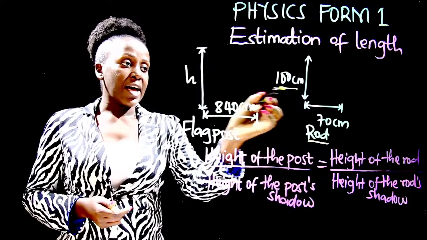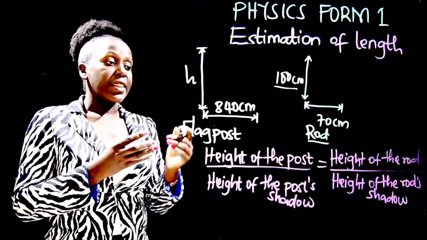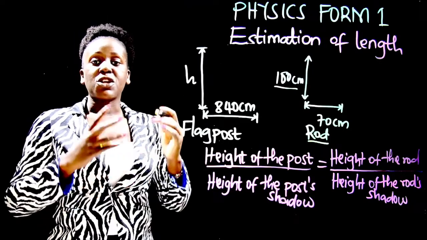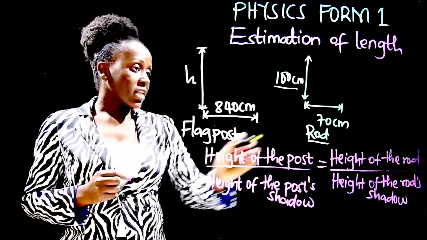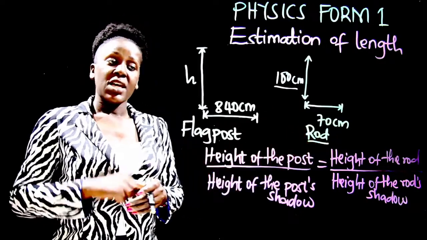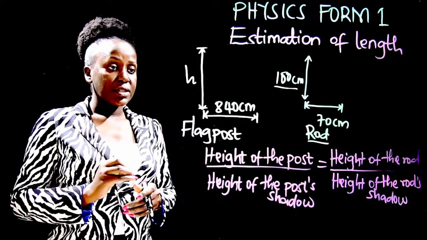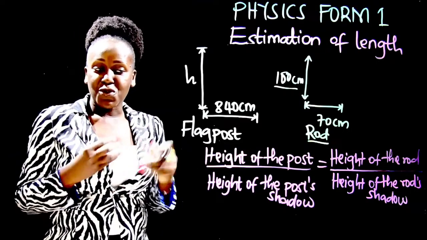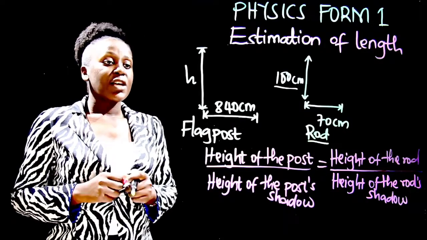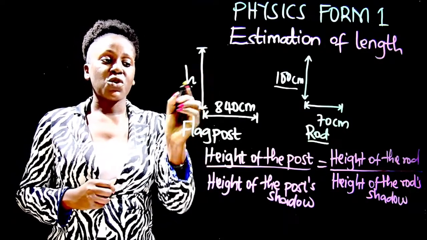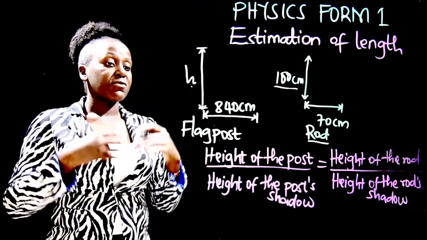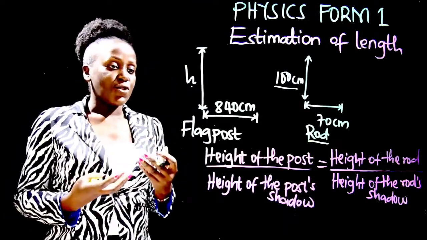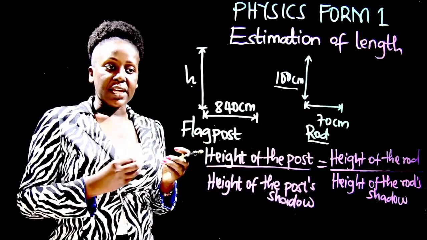Our rod has a height of 100 centimeters, and if you place it in an open space, it will make a shadow of length 70 centimeters. And then we have a flag post, like the one through which you used to raise the flag in school. We do not know its height, because to measure it you would have to climb up, and since that's a lot of hard work, we can just estimate its length.